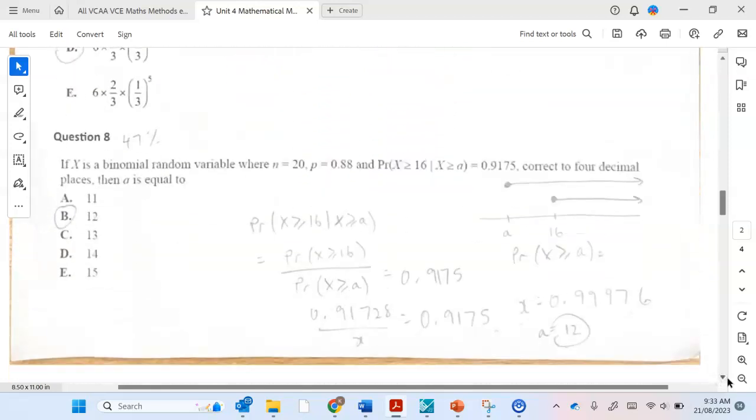Moving along, question 8. So probably the hardest one on here. It's another conditional probability question.